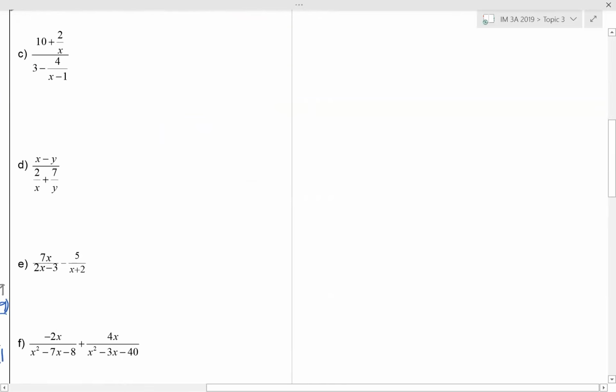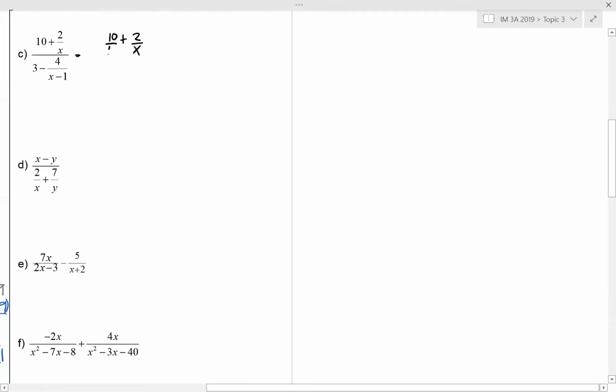So C and D are compound fractions, so we have fractions inside of fractions. Remember that our goal for these is to create our numerator so that it's one fraction, and the same with the denominator. So we're going to need to add or subtract, and then we can look at the fraction as division. So for this first one, we have 10 plus 2 over x.